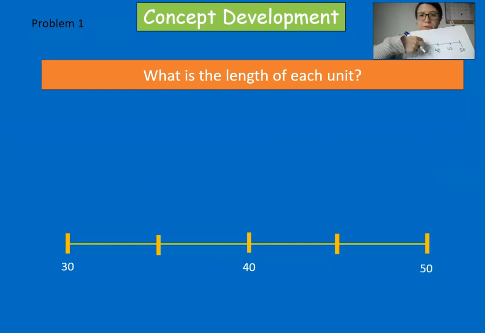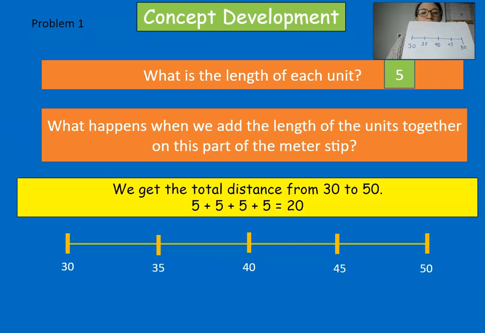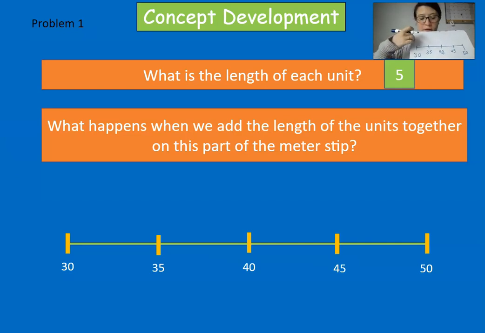What is the distance between here and here, here and here, here and here, here and here? How much is in between each unit? 5. Very good. We're counting by 5s. Awesome job. So we're adding those extra parts in. Now, what I want to know now is the total distance. How long is our number line?